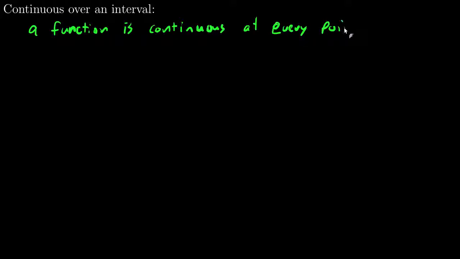So moving on, I'm going to use this working definition to get a few more things. What does it mean to be continuous over an interval? Well, basically that means that a function is continuous at every point in that interval.